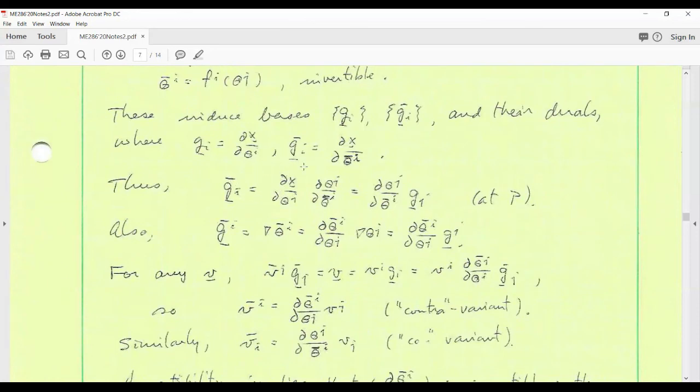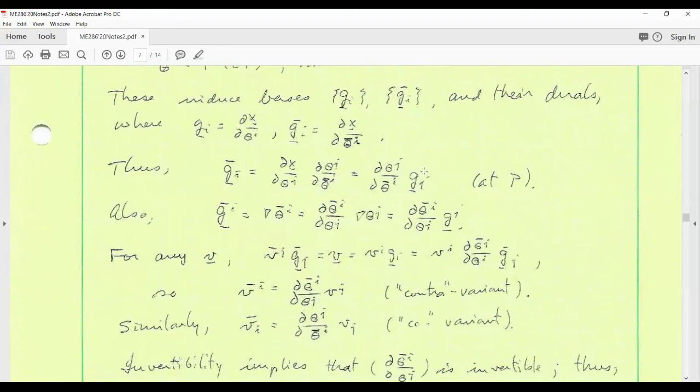g bar sub i is the derivative of position with respect to theta bar i. I can use the chain rule to write that as dx d theta j times d theta j d theta bar i, assuming I can locally invert these relationships. I can take the derivatives of that inversion. And then this, of course, is just the g sub j without the bar, and I have this. So at my point P in space, I have this transformation formula for the elements of the natural basis. There's a sum on j here for each fixed i, 1, 2, or 3. So that involves a matrix operation, multiplying the elements of the natural basis to get the new natural basis elements.